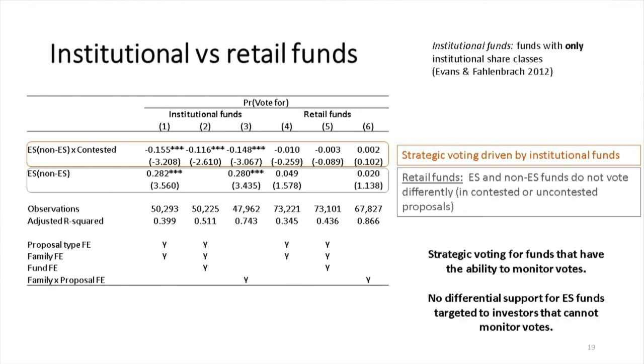Okay. So in the first three columns, when we look at retail investors, the results are not there. More importantly, not even in uncontested proposals do we find the result. So they vote exactly in the same way, probably because retail investors cannot tell whether they are supporting a proposal or not in the first place. However, for the institutional funds, we do find that the support is higher in uncontested proposals, but lower when the proposal is contested.